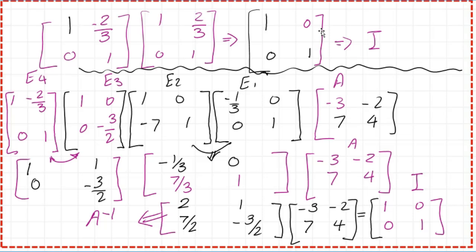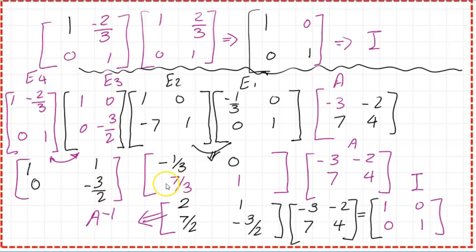Now let us review. We started with matrix A, and then we have performed the elementary matrix E1. We have done 4 operations. This is the first operation, this is the second, and this is third, and this is fourth. Let us combine them together. We multiply E4 by E3, we get 1, minus 3 over 2, 1 and 0. Let us multiply E2 by E1. We get minus 1 over 3, 0, 7 over 3, and this is the A.